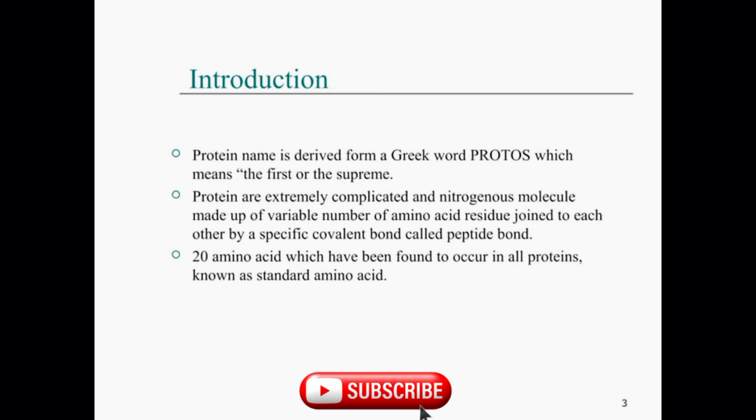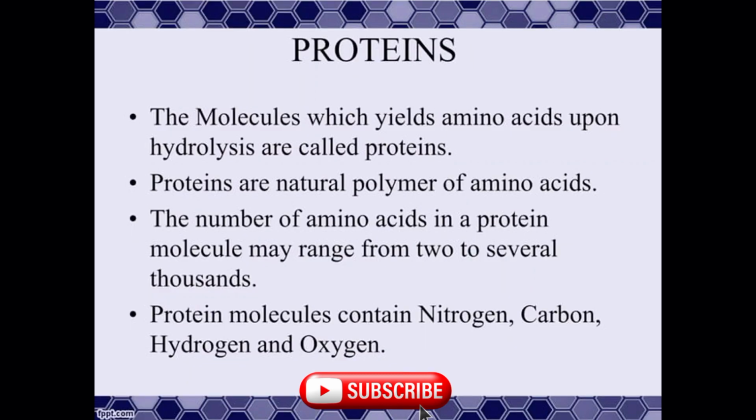The name protein is derived from a Greek word protos, which means the first or the supreme. Protos also means very important. Proteins are extremely complicated nitrogenous molecules made up of a variable number of amino acid residues joined to each other by a specific covalent bond called peptide bond. 20 amino acids have been found to occur in all proteins, known as standard amino acids.